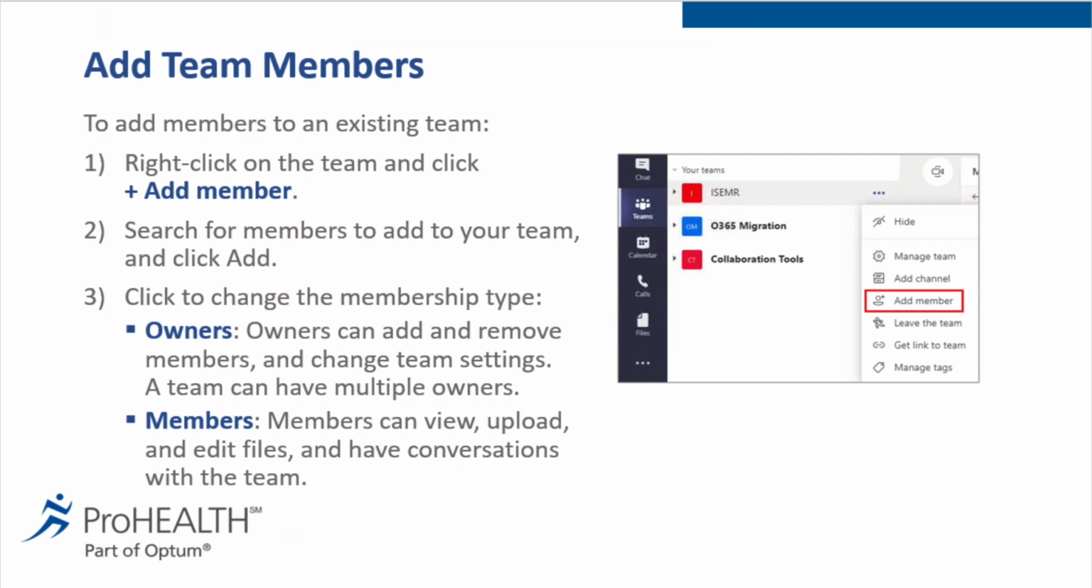In Teams, you can have two kinds of members. One is an owner, whereas the other is a member. Owners have the ability to add and remove members and change team settings. A team can have multiple owners. Members have the ability to view, upload, and edit files and have conversations within the team.